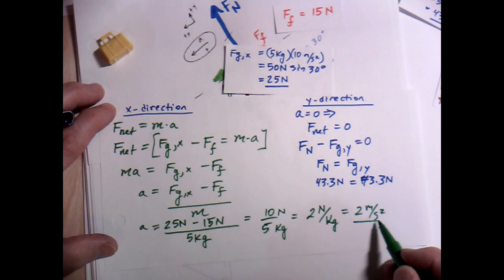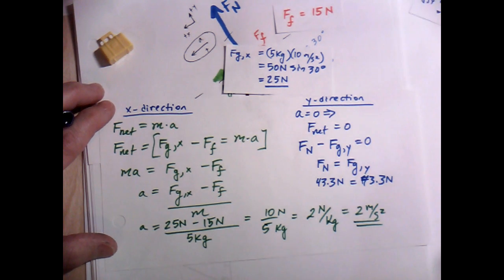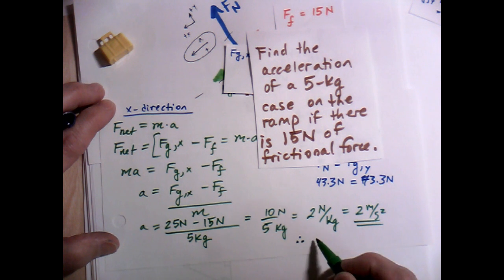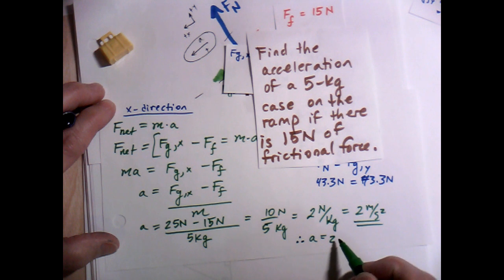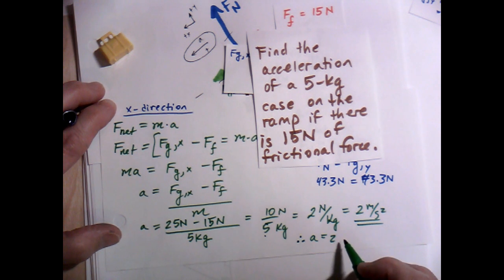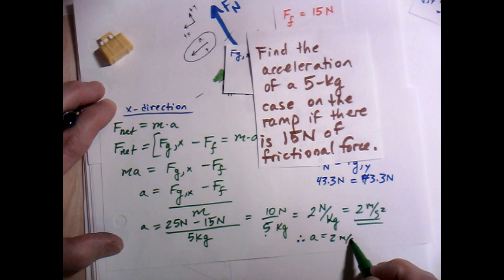So therefore, the case will be accelerating down the ramp at a rate of 2 meters per second squared. I said my therefore statement instead of writing it. So therefore, acceleration of 2, and let's just keep it to 1 sig dig here, 2 meters per second squared down the ramp.